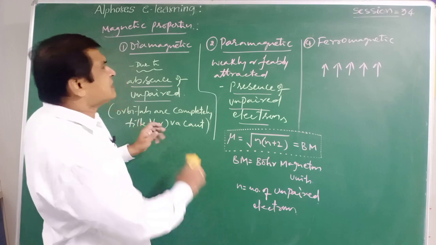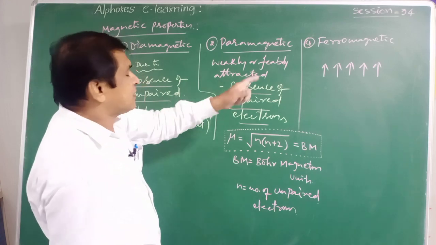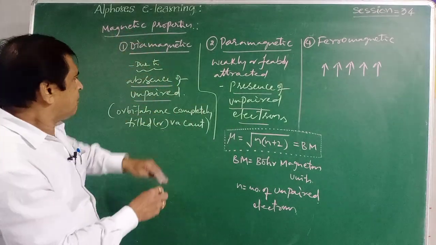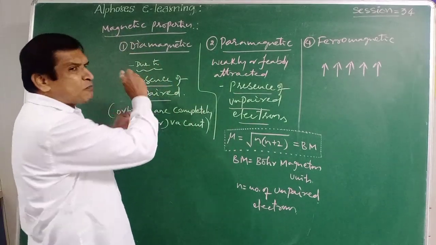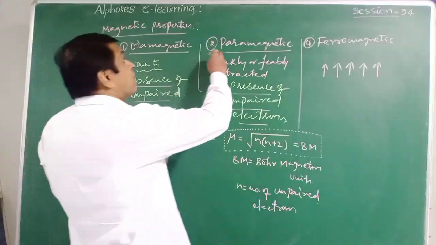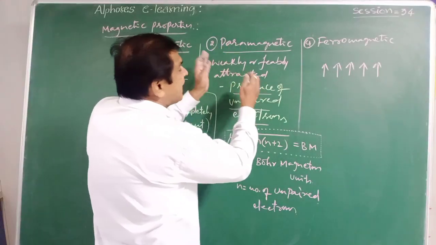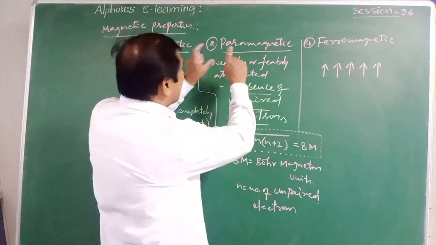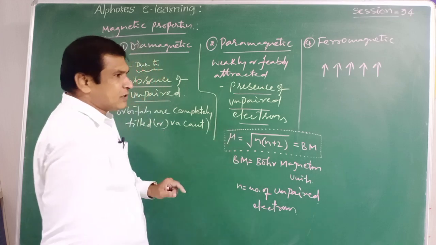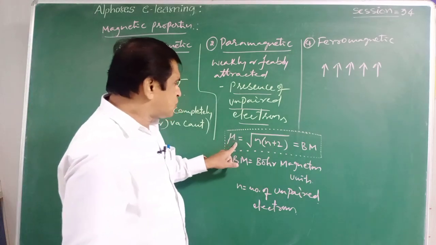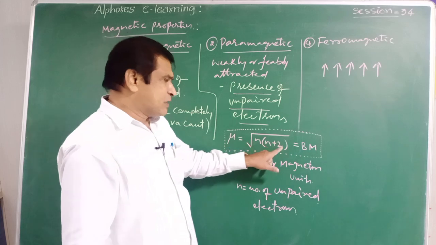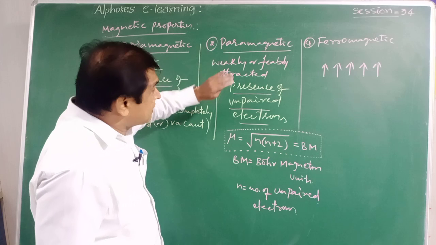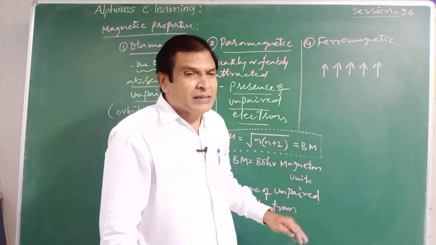This is the outline explanation. Among all of them, diamagnetic behavior is due to the absence of unpaired electrons, which is very simple to explain. Then paramagnetic behavior is due to the presence of unpaired electrons. How can we calculate that behavior? Mu is equal to the square root of n into n plus 2, where n is the number of unpaired electrons, and the property is expressed in Bohr magneton units.